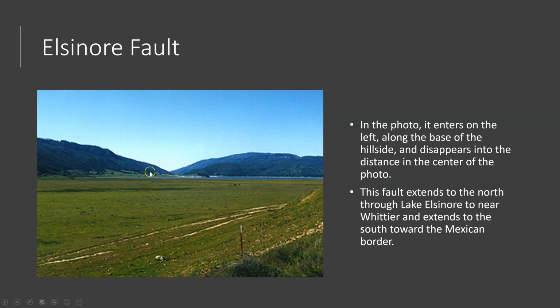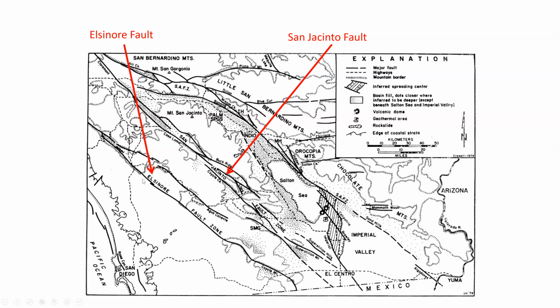This fault extends to the north through Lake Elsinore, to near Whittier, and extends to the south towards the Mexican border. So it goes pretty far as we look back at this image here. It extends up to Elsinore Lake, and then it goes all the way down to the Mexico border.